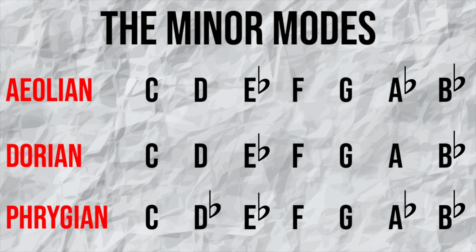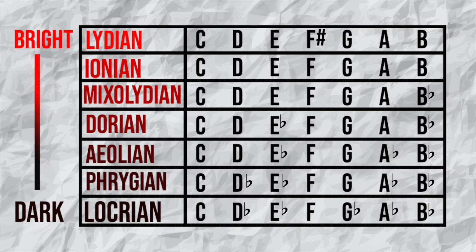You can also put these modes in order of brightness to darkness. The more intervals that have been flattened in comparison to the major scale, the darker the mode is. And the Lydian has a sharpened interval, therefore it's the brightest. This can come in handy when you're choosing a mode to fit a certain mood, kind of like the way an artist would select a palette of paints. Now we have all that information, we can look at how to build modal chord progressions.